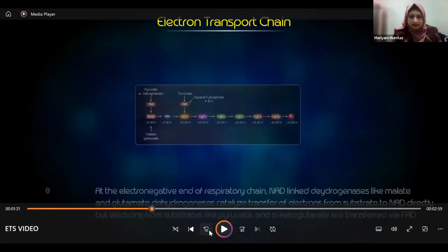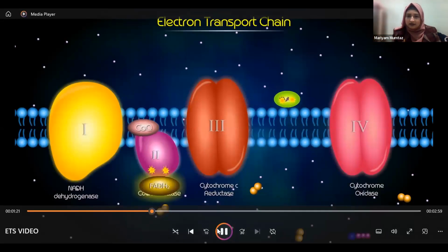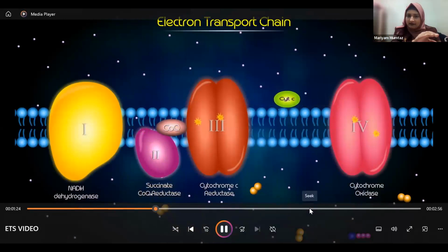Do you see that this is cytochrome C? Yeah. This cytochrome C is the mobile carrier. It is transferring between the third complex and the fourth complex. Do you see it going this way, oscillating to and fro? Yeah. Electrons from FAD, taking from here, transferring.